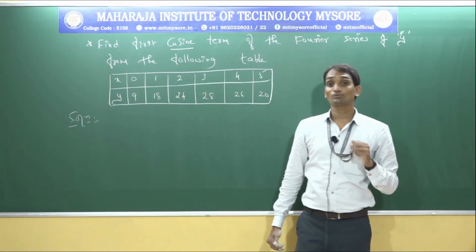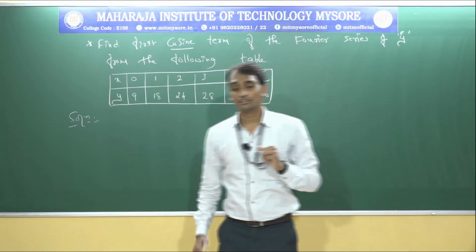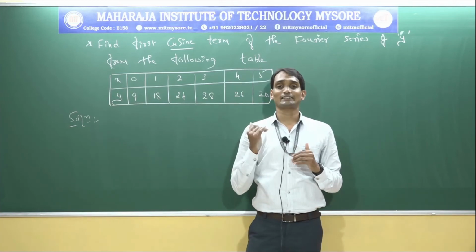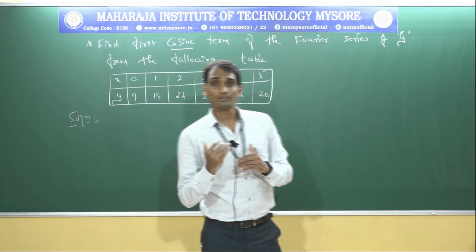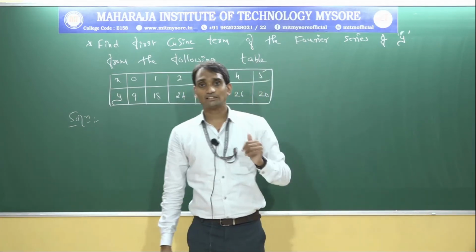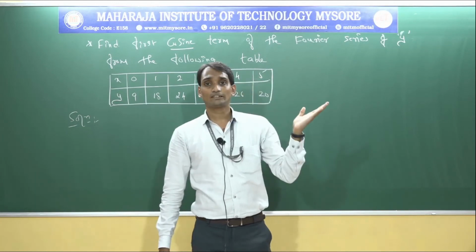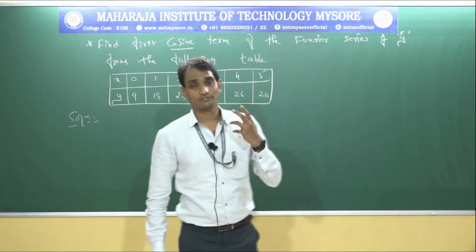For these x and y values, we need to calculate the first cosine term. Only the cosine term we need to calculate, not the sine term. See the given question properly. If the question is first harmonic analysis, we need to go for sine as well as cosine. Here they mention the first cosine, so we don't calculate the sine values, only the cosine values.